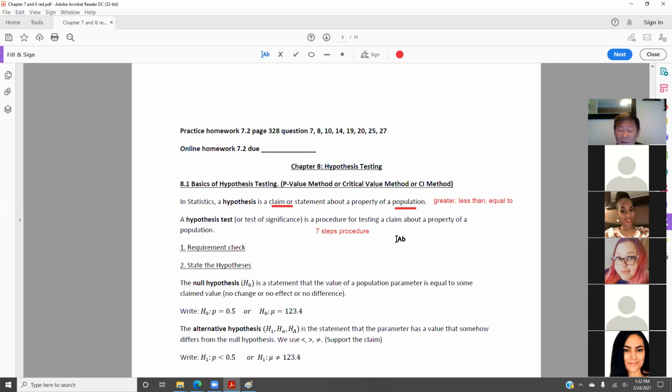The first time you see it, it's kind of new to you. It's a bit hard, but once you get into chapter 8 and chapter 9, you're going to get, all right, same thing, same 7-step procedure, no change.